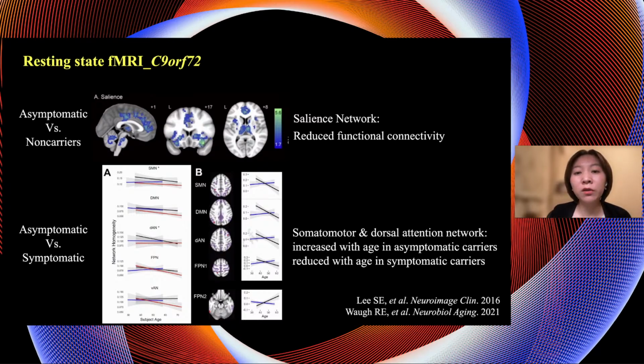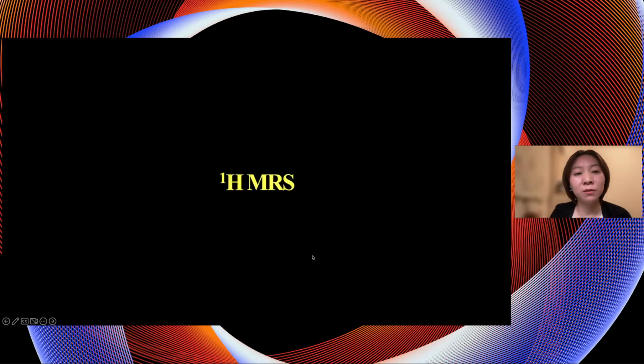Here the somatomotor networks and dorsal attention networks increased with age in the asymptomatic carriers, but reduced with age in the symptomatic carriers. That means maybe some compensation in the asymptomatic functionals. So we move to the MRIs.